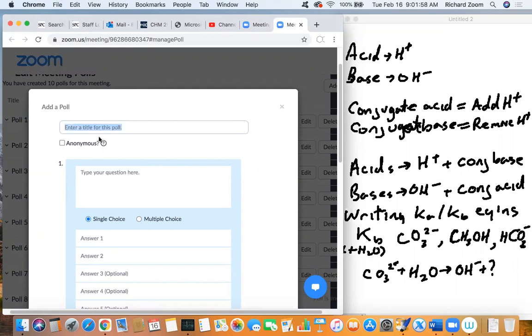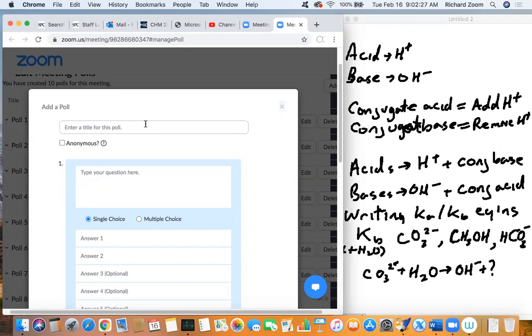See if you can figure that out. We're looking for whatever's forming with the OH minus here. Let's see if you can get the answer to this. About one of you is left, but 12 people have voted.